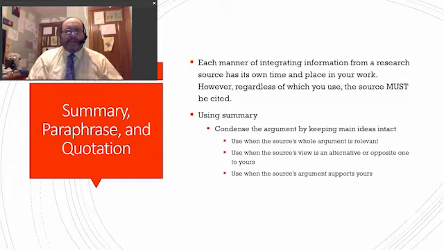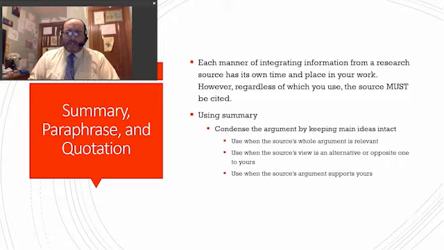When you're using summary, you're condensing the argument by keeping the main ideas intact. So, what do you do this for? You use it when the source's whole argument is relevant, okay? As opposed to when you're looking at individual parts of an argument that you may be able to use. If you're using summary, you're looking at the entire thing, and therefore you're saying that this person's entire argument is useful. It works for the purposes of my research. Okay.